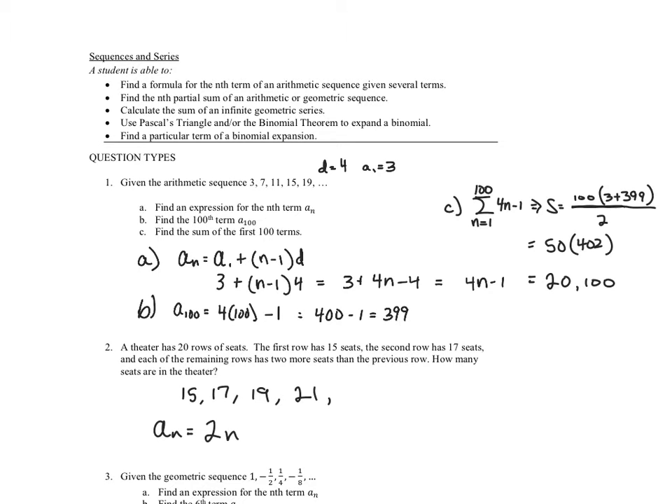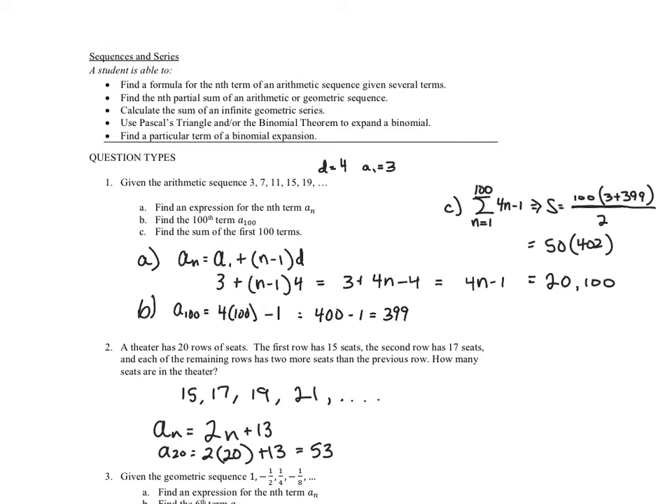And if there was a 0 term or a term in front of the first term, it would be 13. So it's 2n plus 13. So the number of seats on the 20th row is 2 times 20 plus 13. So that's 40 plus 13, which is 53. So there's 53 seats on the 20th row.